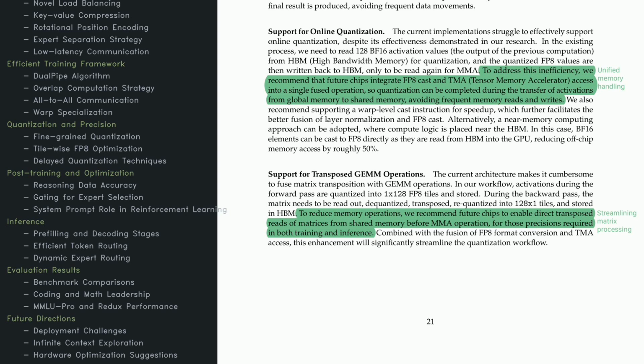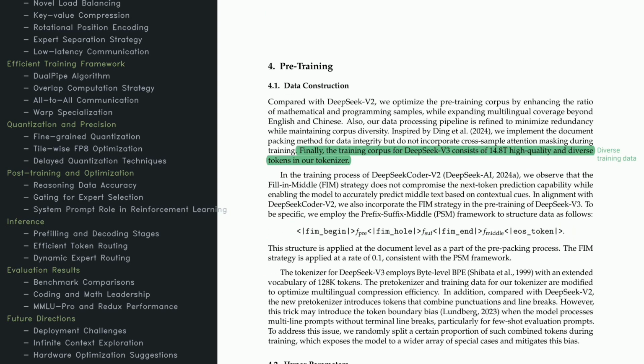Finally, the authors call for more efficient GPU operations via unified memory reads and quantization, halving data transfers. Directly reading matrices in transposed form would also save time. These tweaks would streamline training and inference, cutting overhead and improving speed for large models. Now we turn to how DeepSeek V3 is pre-trained.